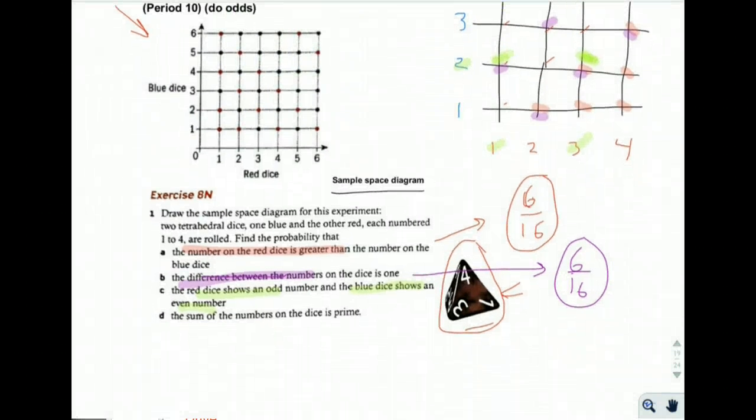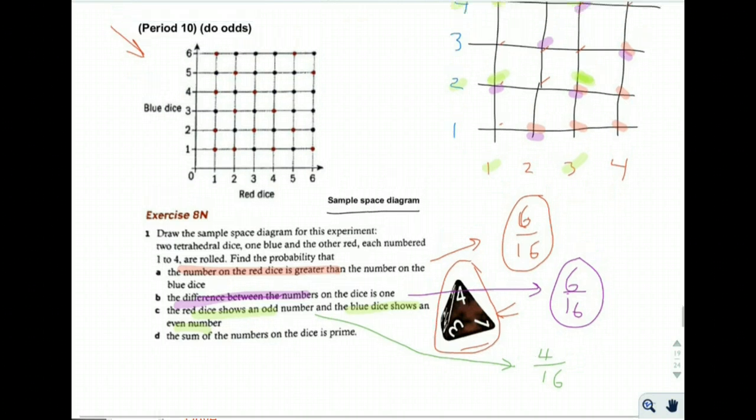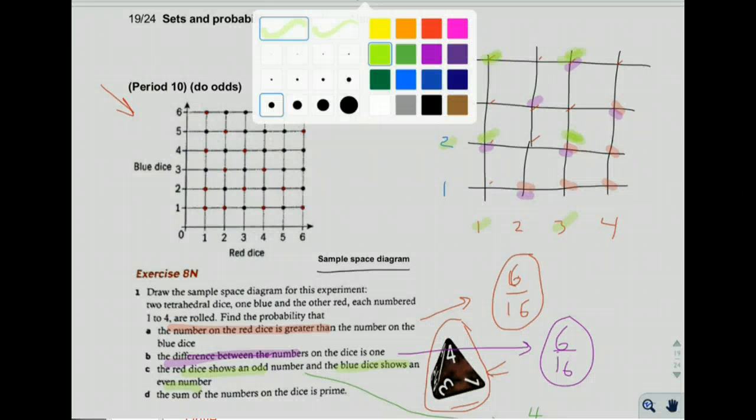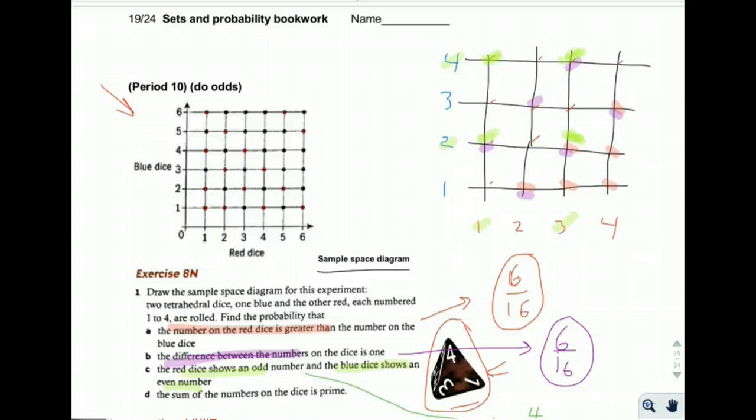Okay, so it would be 4 events out of 16. Find the probability that the sum of the numbers on the dice is prime. So that would be, let's see, summing when the sum is 2, 3, 5, and 7.